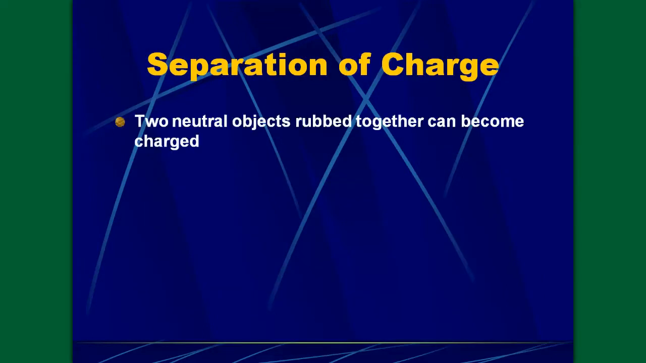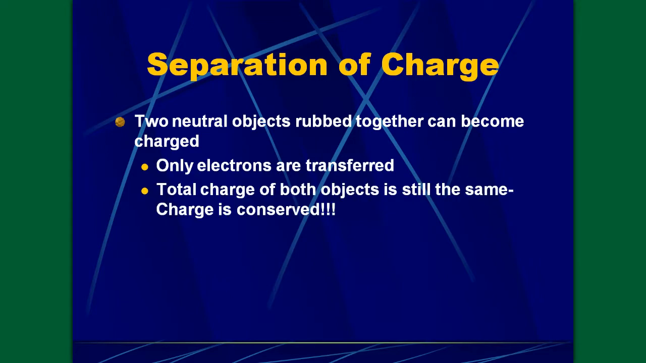All right. So we've said this already, but I want to make sure it's clear that two neutral objects can be rubbed together, and they can become charged. It doesn't always happen, but it can happen if there's a difference in the electron affinity of those two objects. If one object wants to give up electrons and the other preferentially wants to gain electrons, then when they're rubbed together, those electrons can be preferentially transferred from one to another. Again, when that happens, we only transfer electrons, not protons, but the total charge of both objects remains the same.